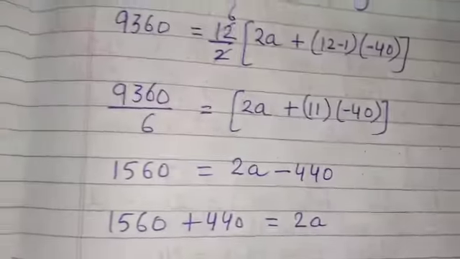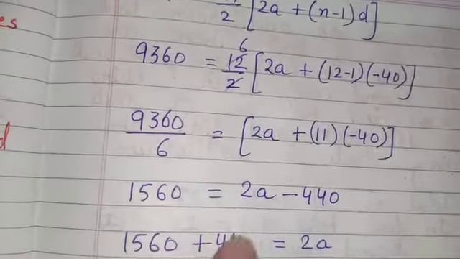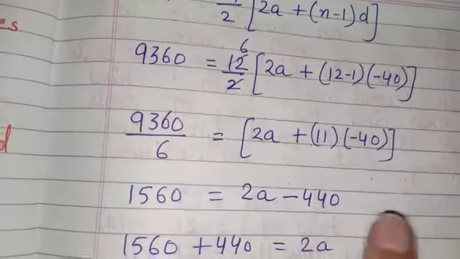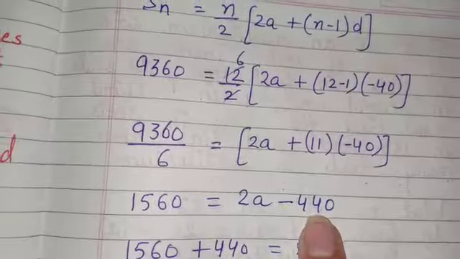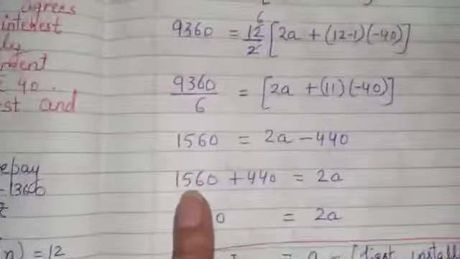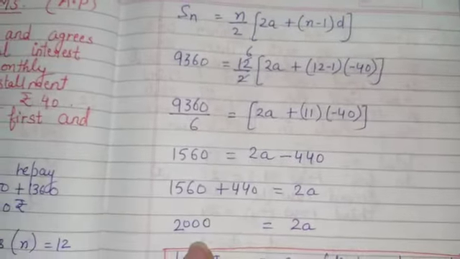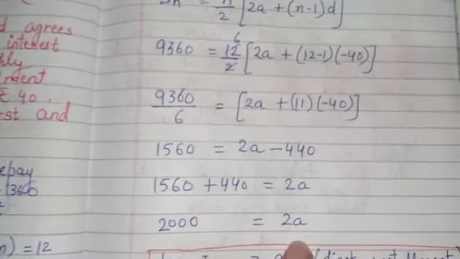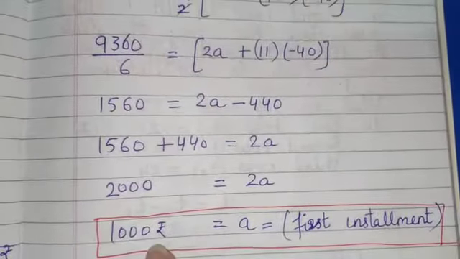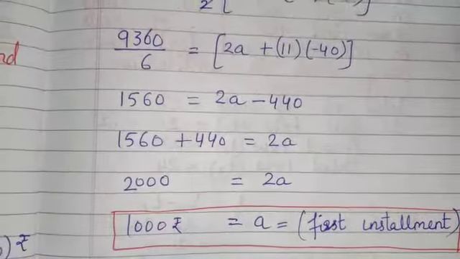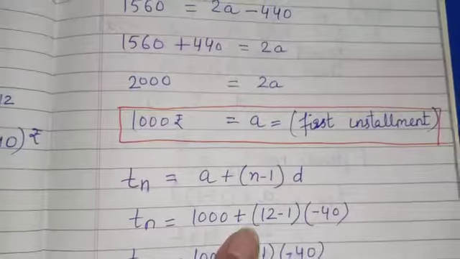Now when you divide this 9,360 by 6, it will come 1560, which is equal to 2a plus 11 into minus 40, which will come minus 440. If this minus 440 comes this way, it will add. So 1560 plus 440 is equal to 2a. Now it becomes 2000, which is equal to 2a, right? So a is 1000. So here we come to know the first installment that the man has to pay, that is 1,000 rupees, right?